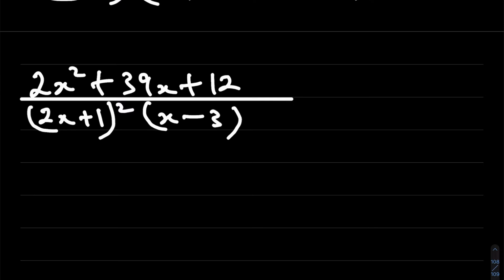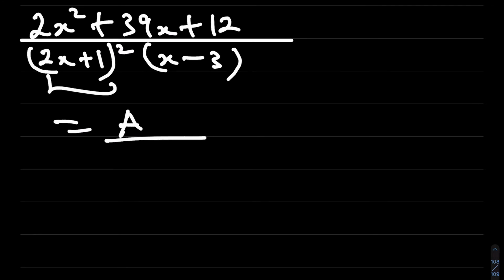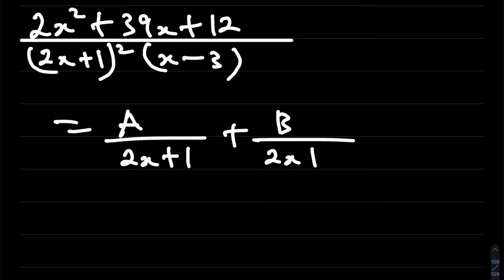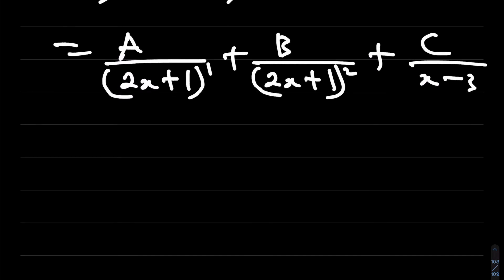Now this is going to be equal to, we can see that 2x plus 1 is linear, but because the power it has is greater than 1, that means it's a repeated factor. So the partial fractions will be A over 2x plus 1 plus B over (2x plus 1) squared. This is just like saying 2x plus 1 raised to power 1. Now plus C over x minus 3.